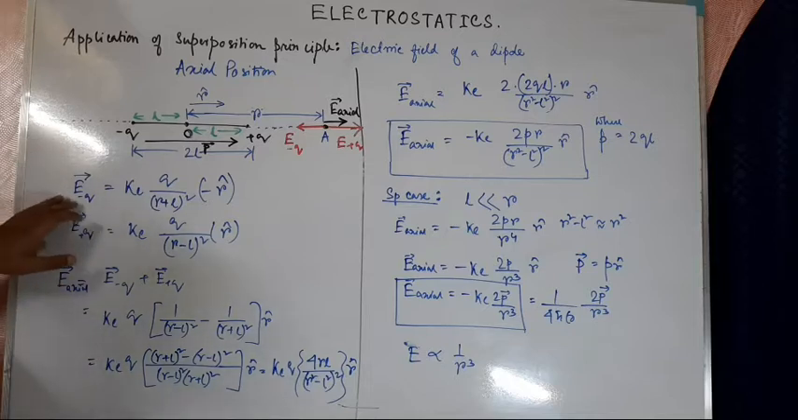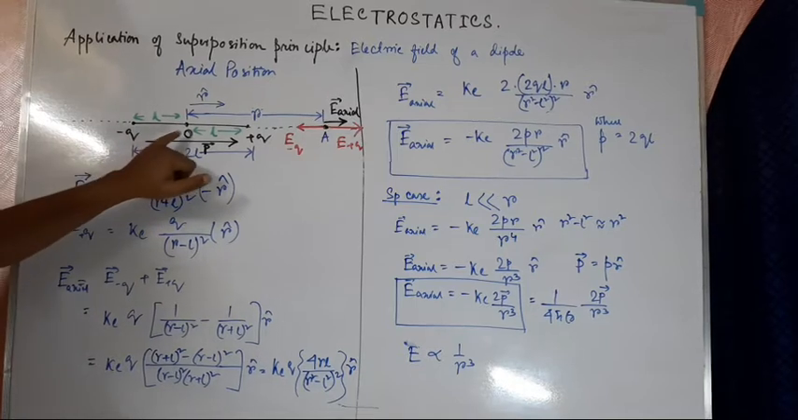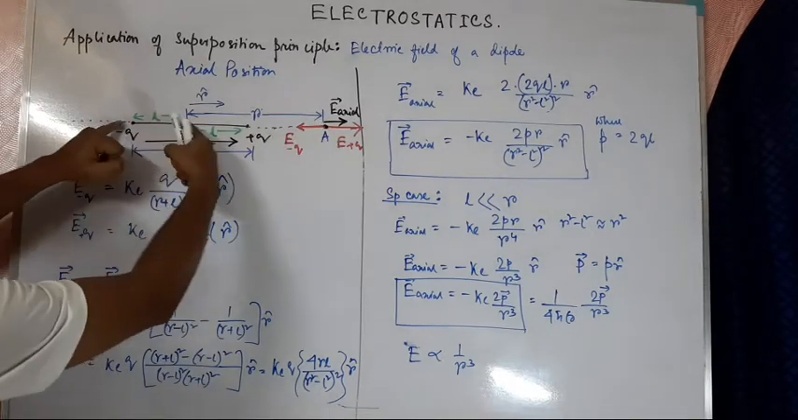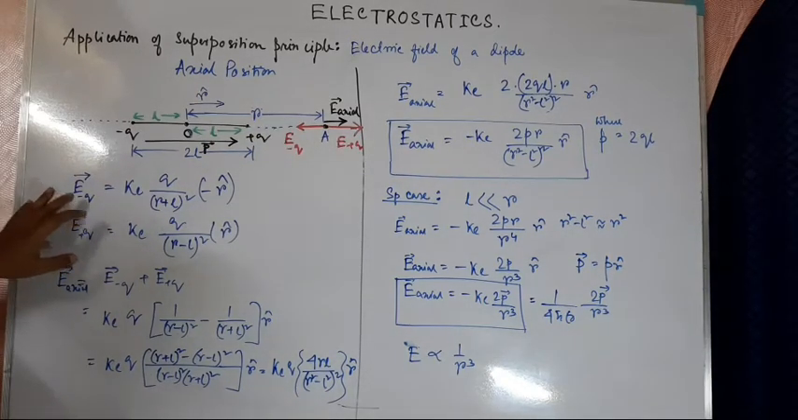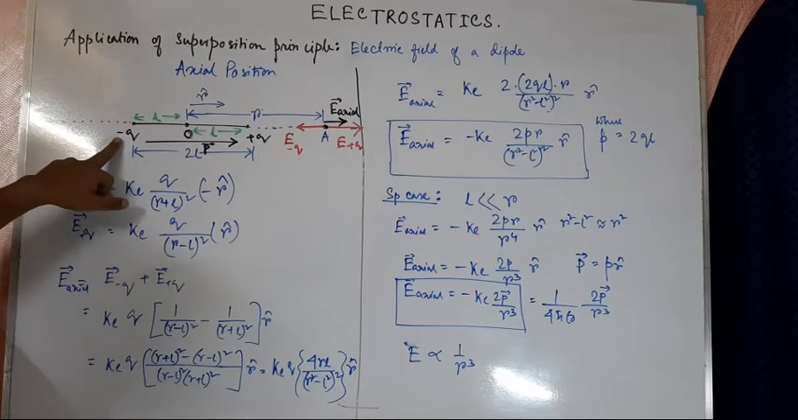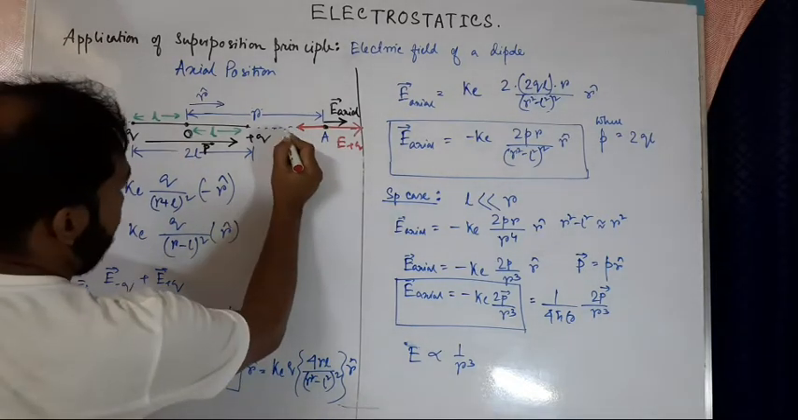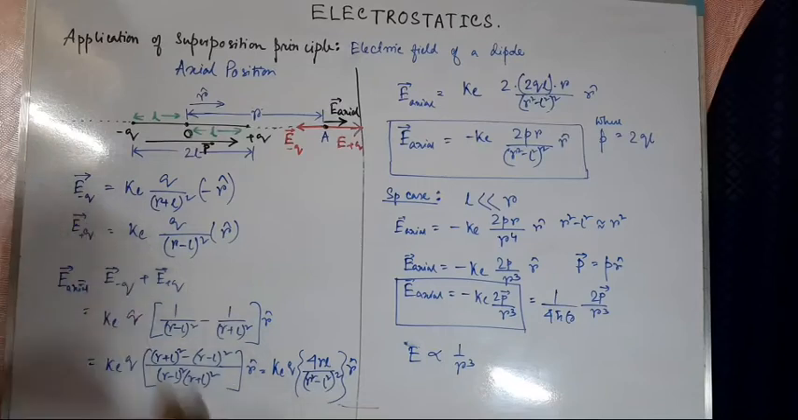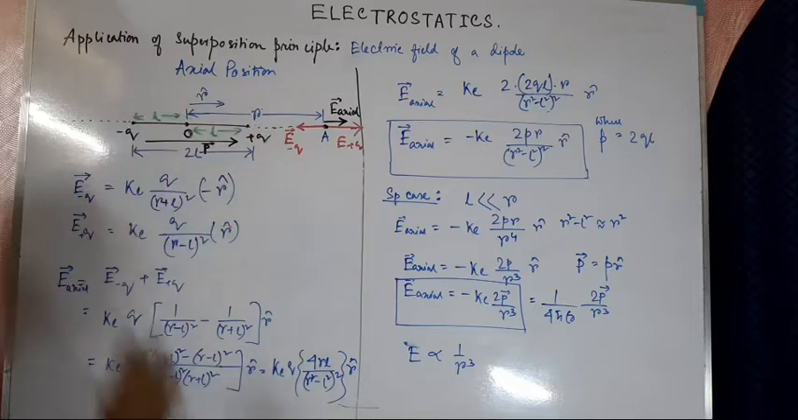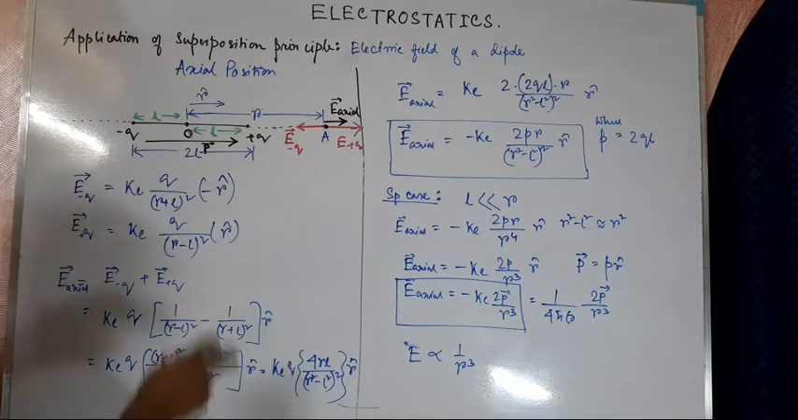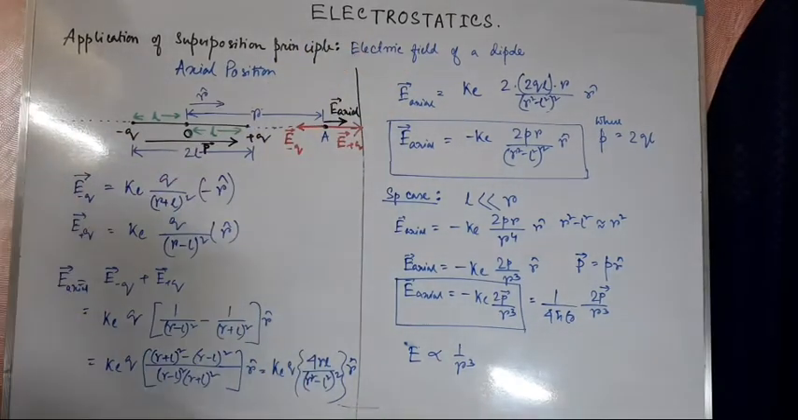So first we have to find the electric field for the charge minus q placed at a distance R plus L from the position. Since it is a negative charge, the force is attractive and the direction of the electric field will be toward the negative charge itself. And for the positive charge, the electric field will be repulsive, and it will be in the direction away from the positive charge.